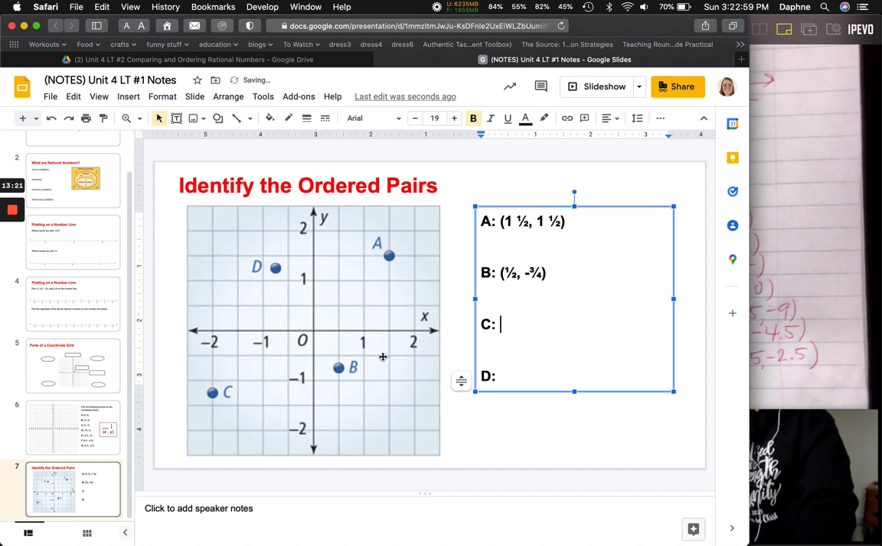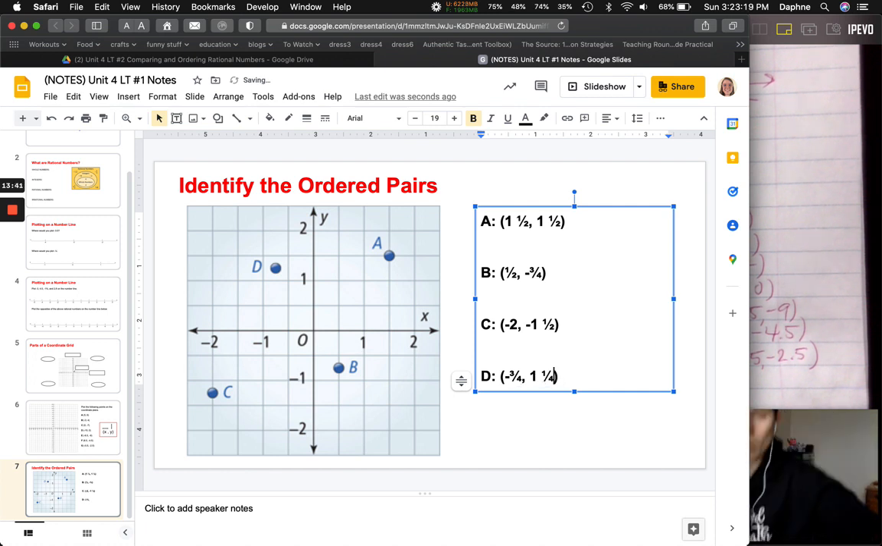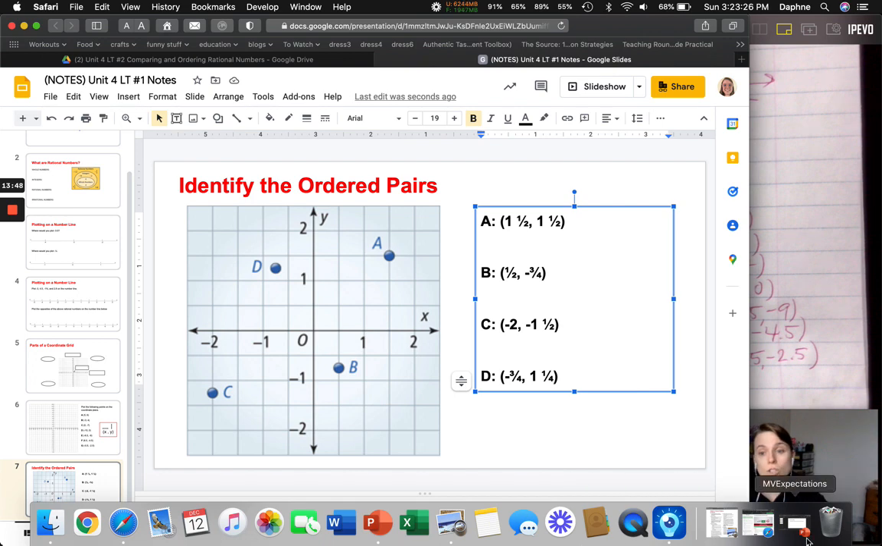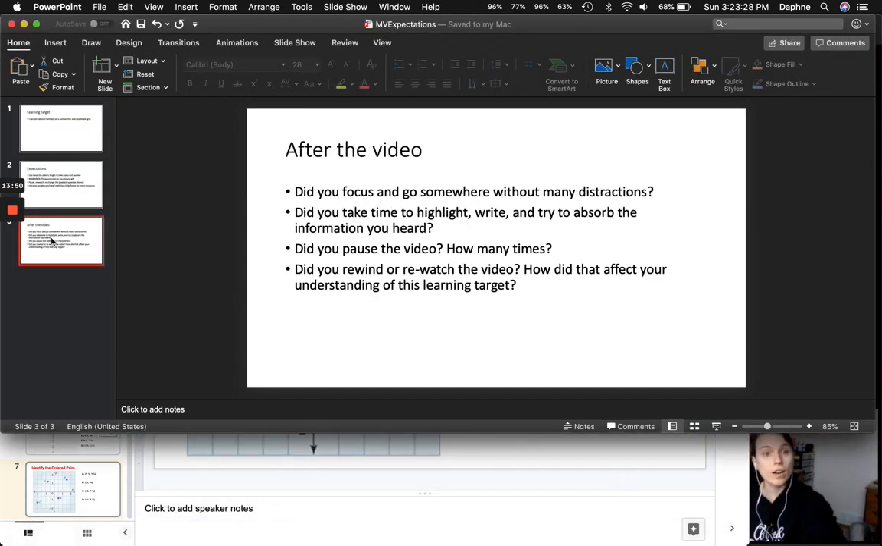C, -2, comma, -1.5. All right, can you do D? Pause the video. So -3/4, comma, 1 1/4. Awesome. All right. If you got all of those, then you understand it. If you didn't get those, then you're not understanding it. So make sure that you're asking questions. And there is our after-the-video reflection, and we're good to go. Have a great day.